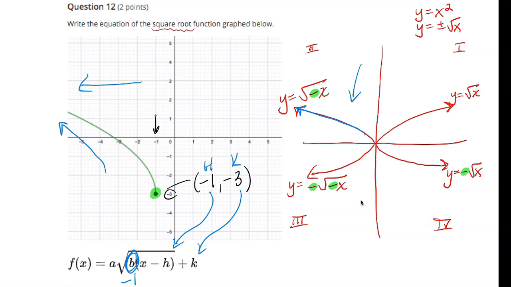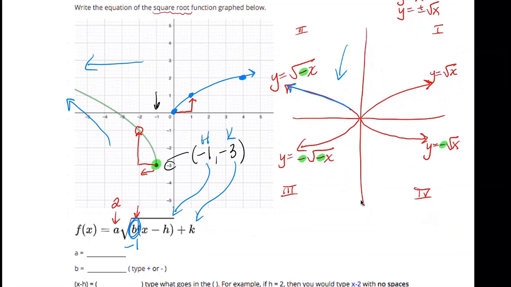And then after that, typically with square root functions, we would go like this, 1, 1, and then over 4 up 2. So typically a square root function looks like that, and you have over 1, up 1. But this one is left and then up 2. So that tells us that the a value is 2. And since you're going left, the b value would be a -1.